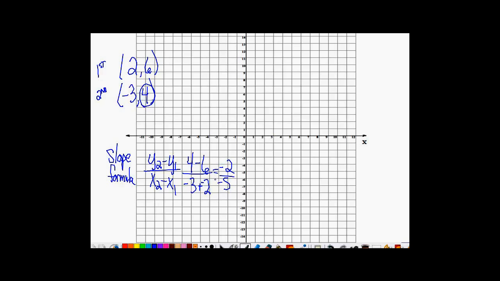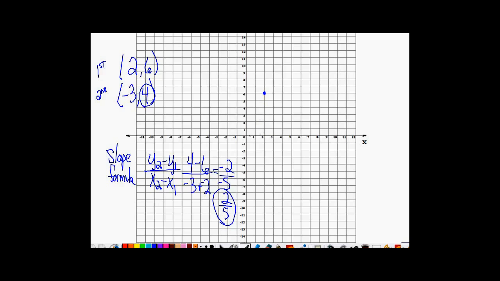Now, we've got a negative divided by a negative. You should go ahead and simplify that. 2 negatives, divide them, you would get a positive. Now, that's saying that my slope is a positive 2/5. Let's try plotting the points here and seeing what we've got. So we've got 2, 6 right here.